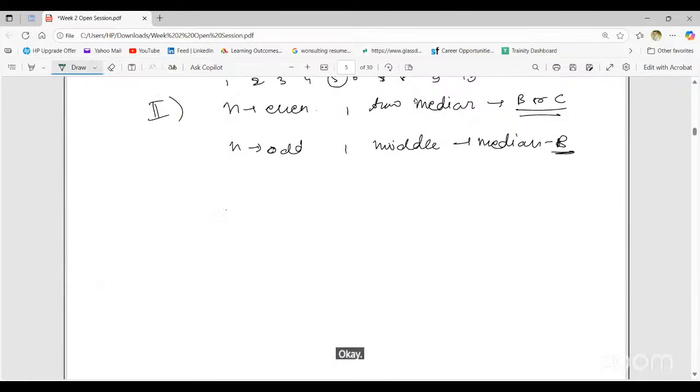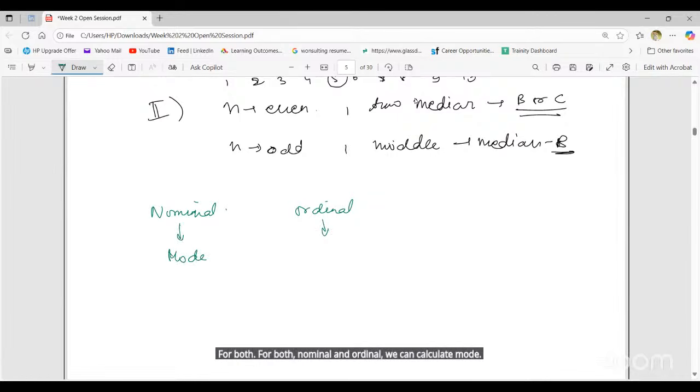Okay. Now for categorical, we have nominal and ordinal, correct? Yes. Now, for what type of data can I calculate the mode? Both nominal and ordinal. For both nominal and ordinal, we can calculate the mode.